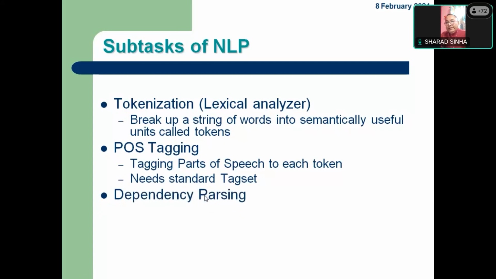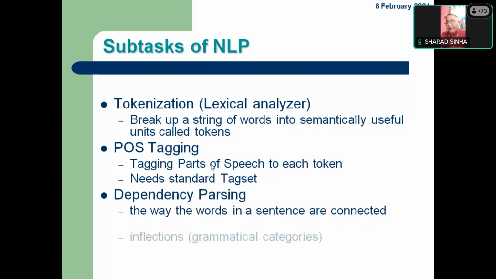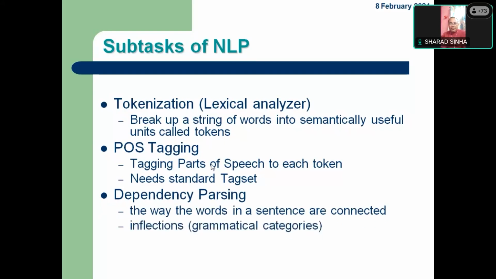Then we do dependency parsing. What does this mean? It is the way the words in a sentence are connected. Each word is actually connected to another word. One word depends on the other, which actually defines the structure of the sentence as a whole. So we do that. That's a kind of parsing. We also deal with inflections in dependency parsing. Inflection means there are grammatical categories like number, gender, tense, etc. And depending on this, the form of the word changes.